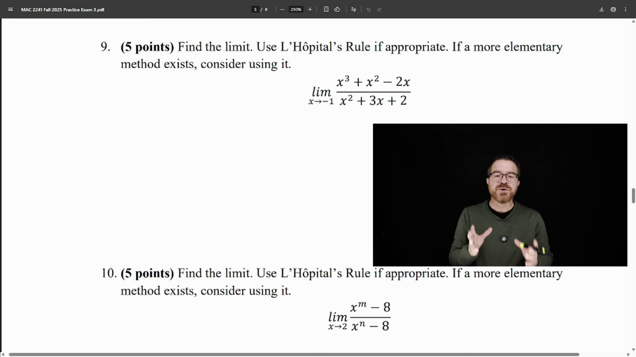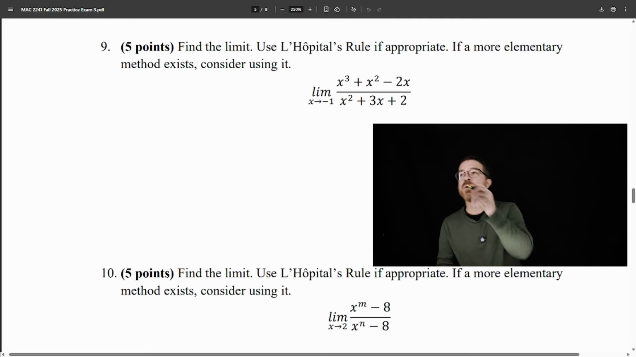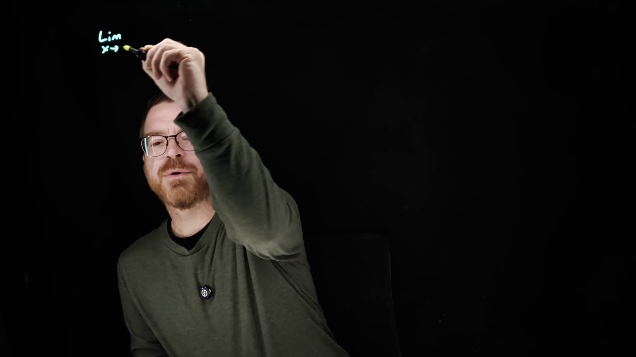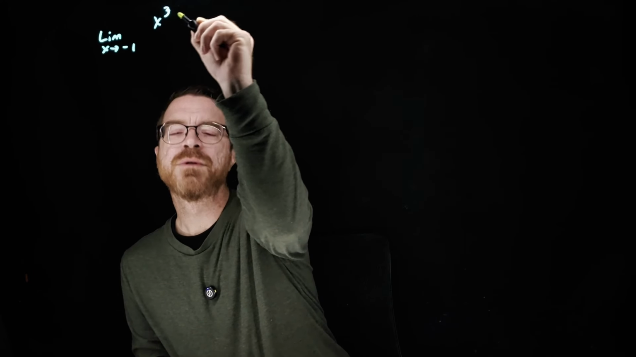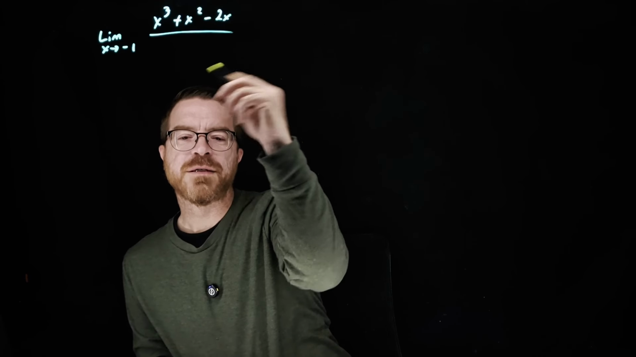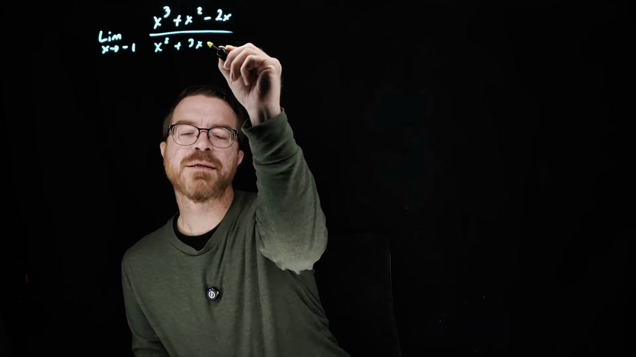Problem 9 says to find the limit, use L'Hopital's rule if appropriate, or if a more elementary method exists, consider using that instead, right? Because remember, L'Hopital's rule only works if we have an indeterminate value whenever we evaluate the limit. So our first problem, number 9, is we take the limit as x approaches negative 1 of x cubed plus x squared minus 2x divided by x squared plus 3x plus 2.